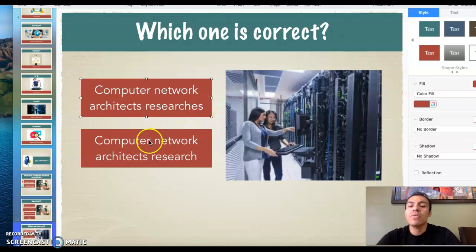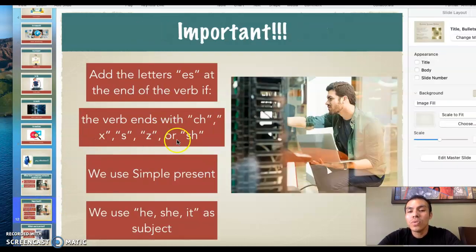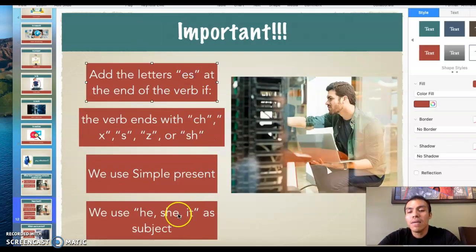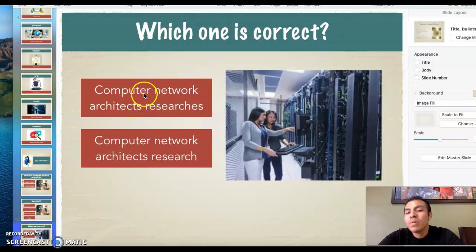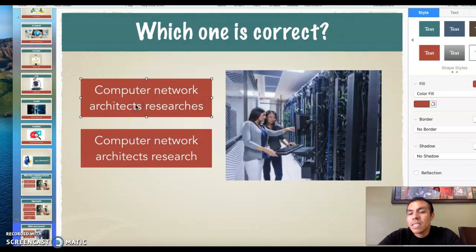The number 2 is correct because computer network architects is plural, but because it's plural, we are not going to use the letters ES, okay? So that's the reason the number 2 is correct, because we only use the letters ES if we use a subject he, she, or it. In this case, computer network architects is plural, so that's the reason the number 1 is incorrect.